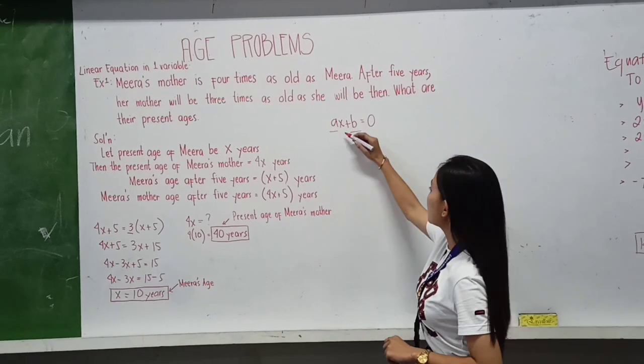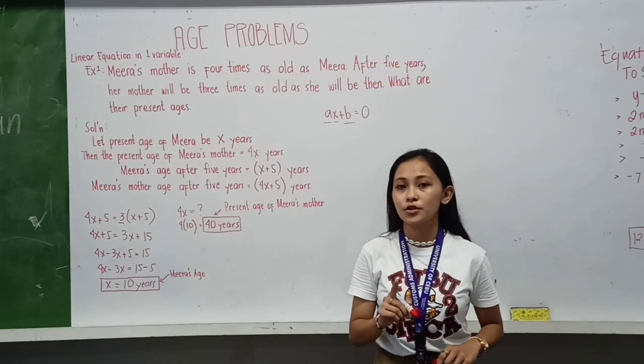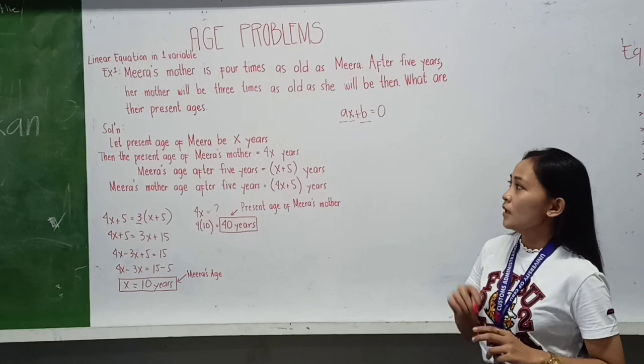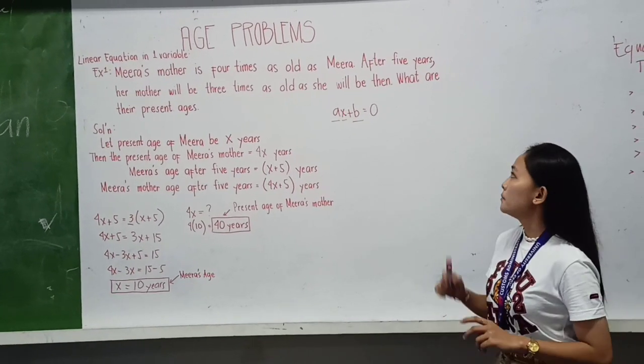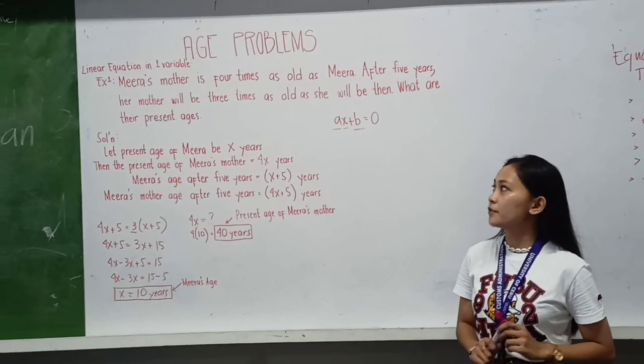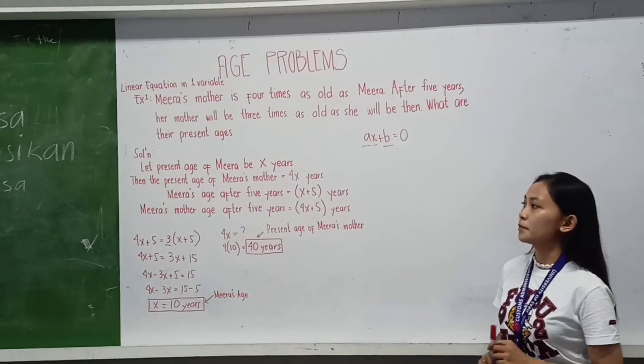...are two integers, and x is a variable, which has only one solution. So our first example: Mira's mother is 4 times as old as Mira. After 5 years, her mother will be 3 times as old as she will be then. What are their present ages?